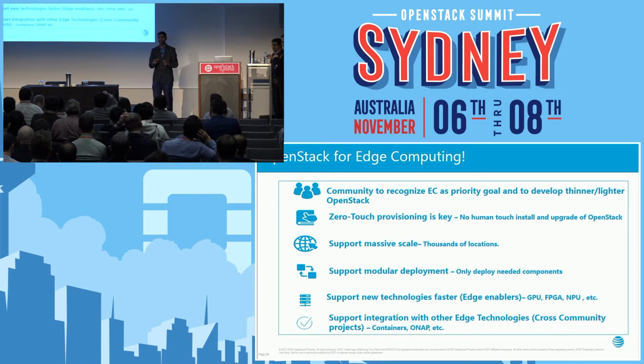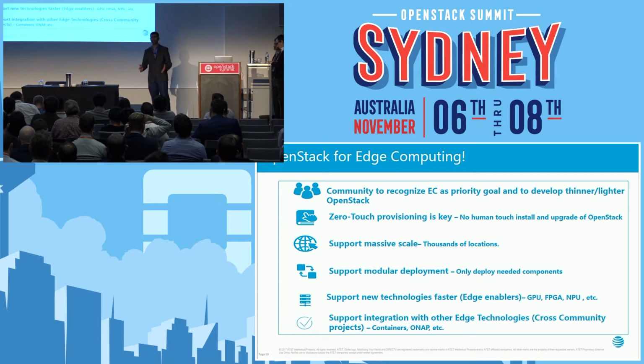But in edge computing, we don't have that luxury because the edge itself could be a single server or a 2 server configuration. You don't get that much real estate to deploy a full-fledged OpenStack with a 10 server configuration at the edge, because the compute itself is 1 or 2 servers. So it has to be really thinner and lighter.